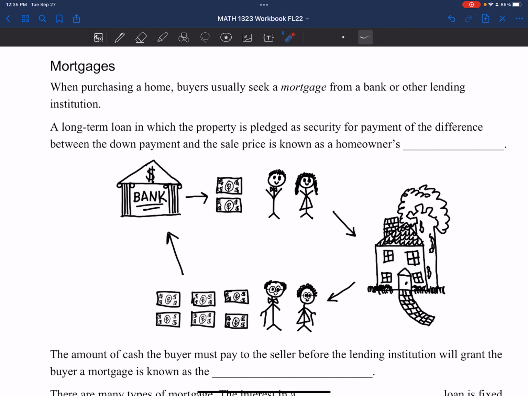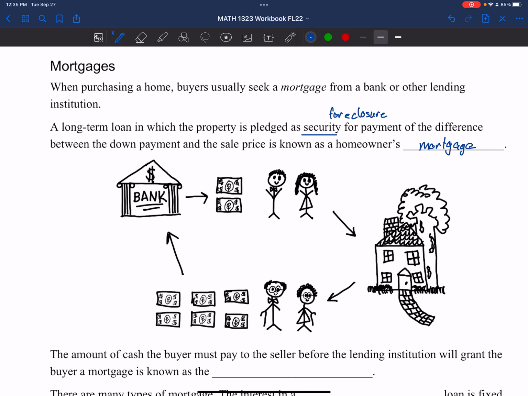It's known as the homeowner. The reason we're giving it a different name is because there is some security here. The bank could go ahead and take back the property, where with a lot of other loans they can't take it back. So these are typically where you get the idea of foreclosure. If a house is foreclosed on, the bank had to take it back.